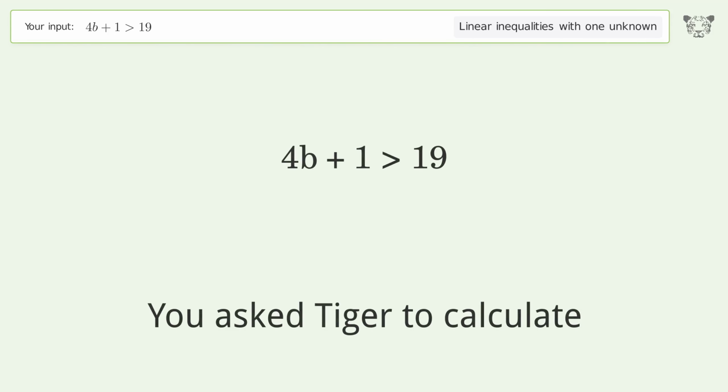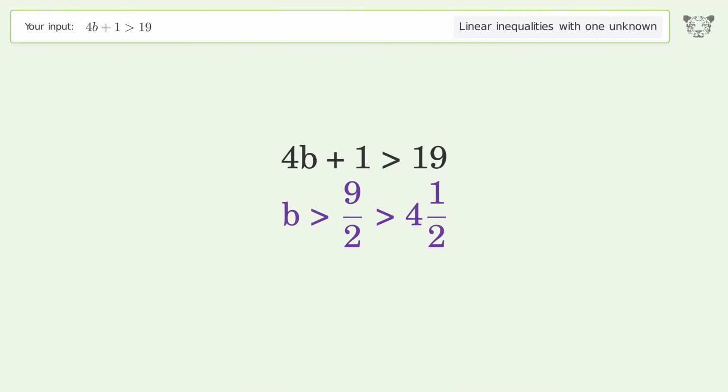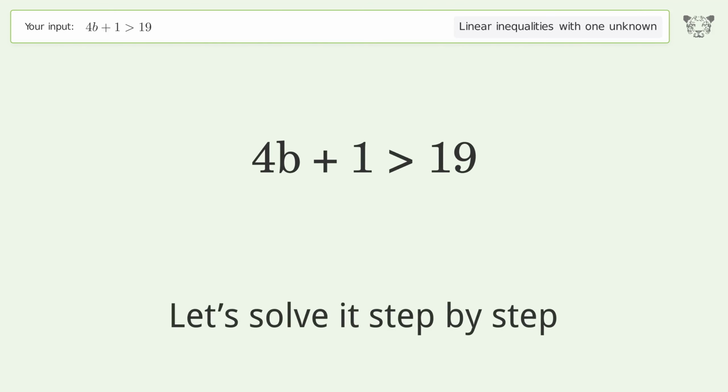You ask Tiger to calculate. This deals with linear inequalities with one unknown. The final result is b greater than 9 over 2 greater than 41 over 2. Let's solve it step by step.